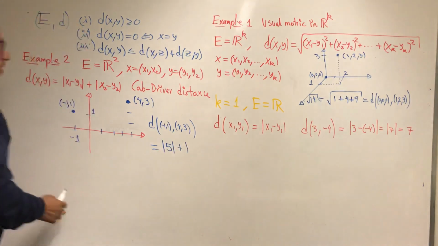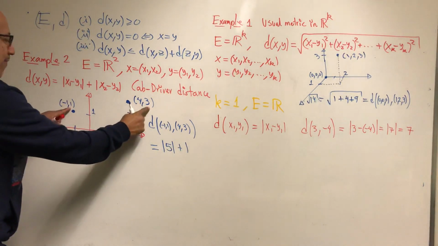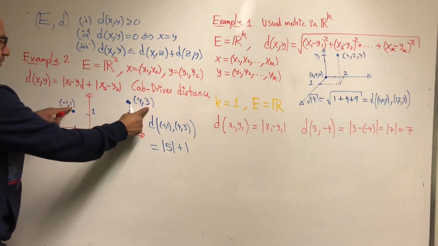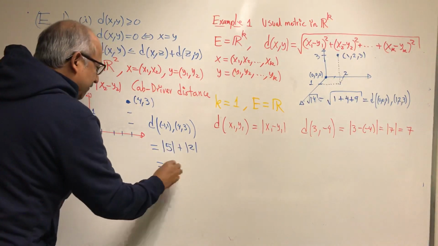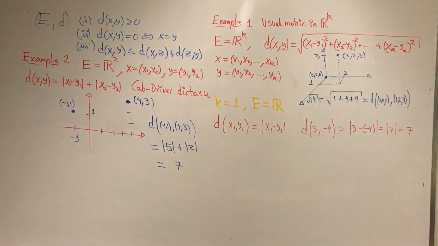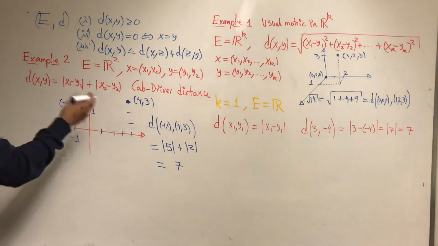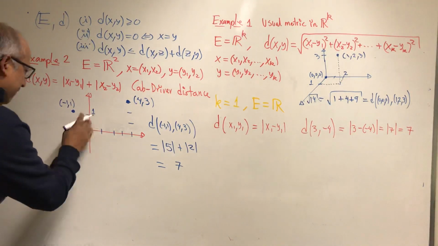plus absolute value of 3 minus 1. Look at the second entry. 3 minus 1 is 2. So the answer is 7. That is the distance from here to here. So the way you do it is like this.